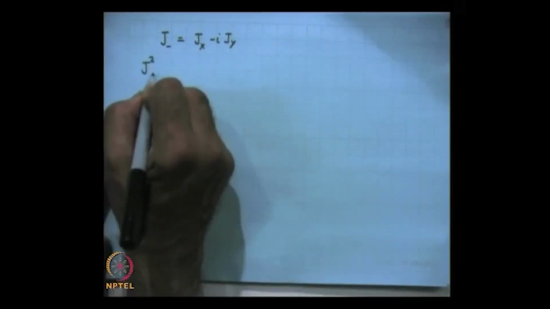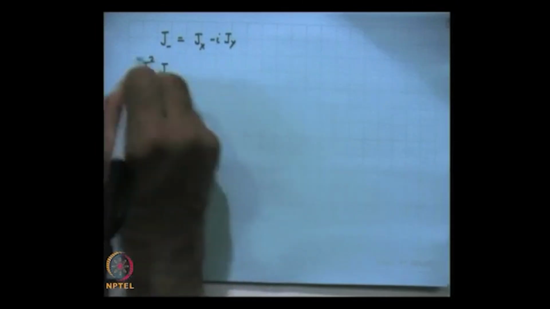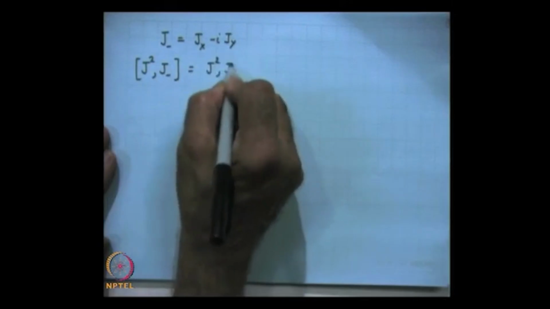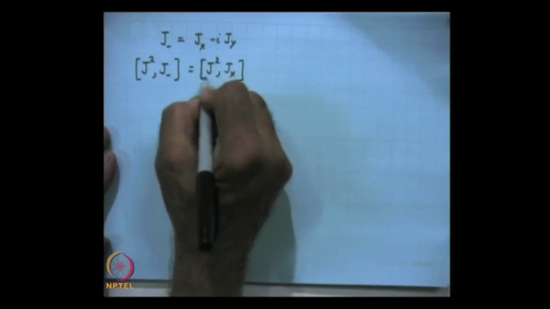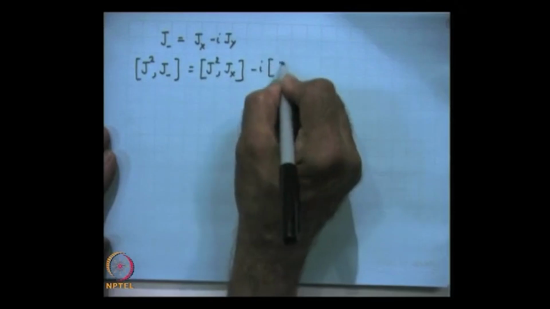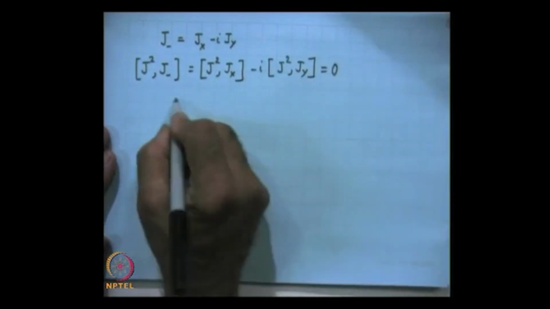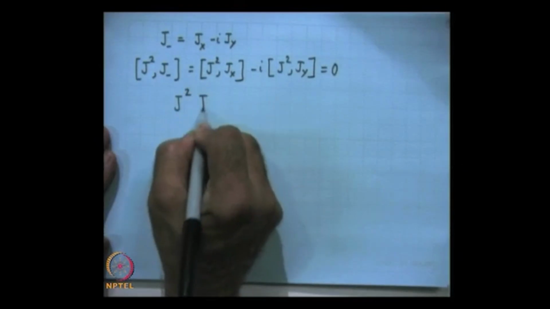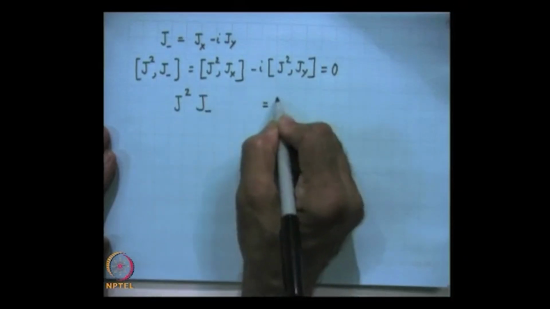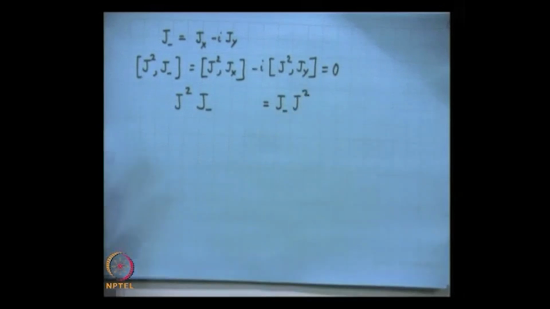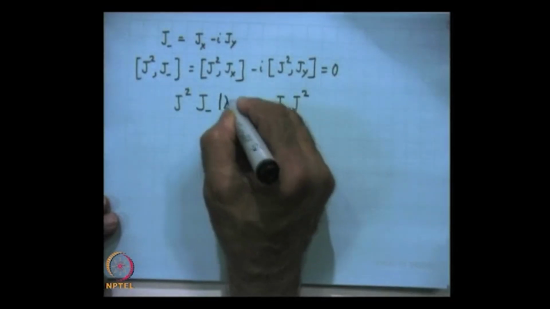So, the commutator of J square and J minus is equal to the commutator of J square and Jx minus i times the commutator of J square and Jy. Both are 0, both vanish. So, this is 0. So, you have J square J minus is equal to J minus J square. I operate both sides on ket lambda m.